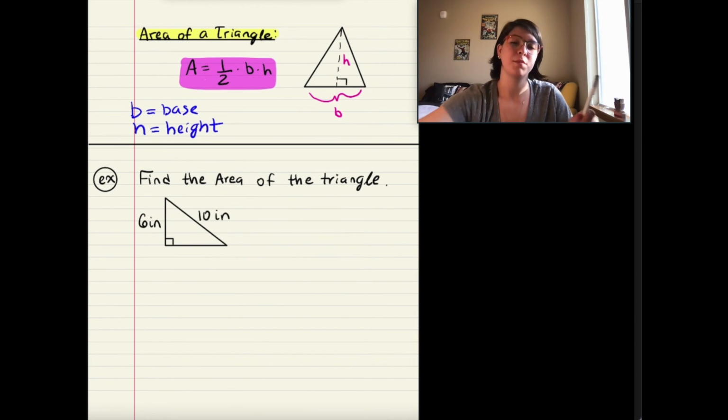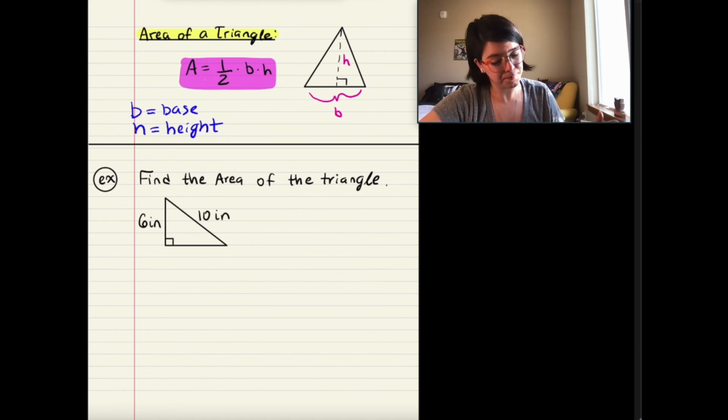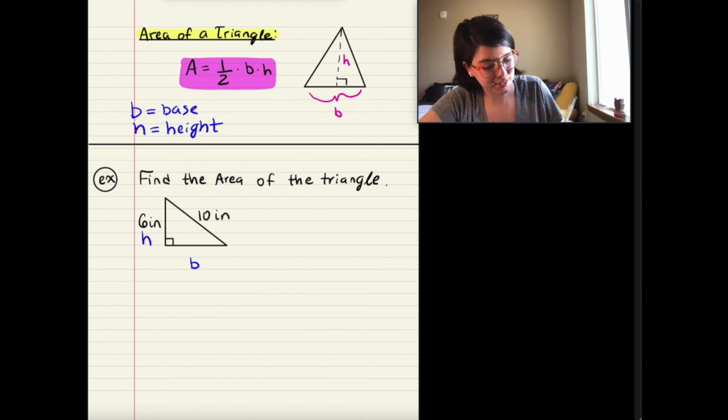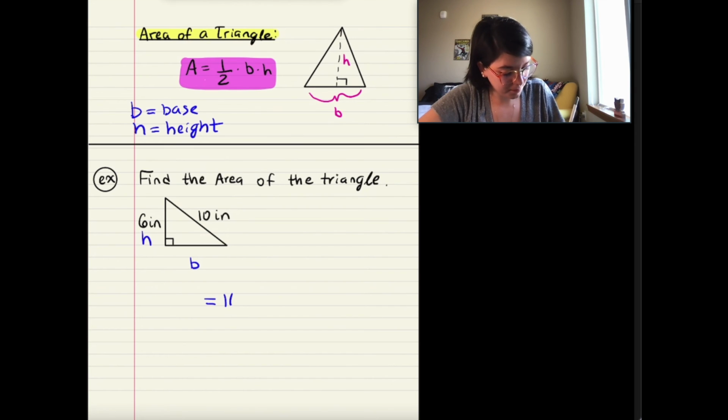So let's do this example. We have to find the area of this triangle. Well, to be able to find the area of our triangle, we need a base and we need a height. In this case, 6 inches is our height, but we need to figure out what our base is because we don't have the second leg. So we can use the Pythagorean Theorem. 10 is our hypotenuse, so that's going to go alone on the right side of our equation. And then we don't know what our base is, so we'll call it x.